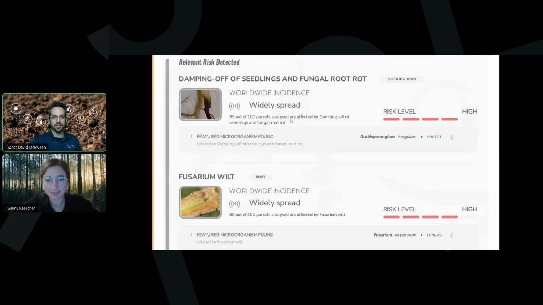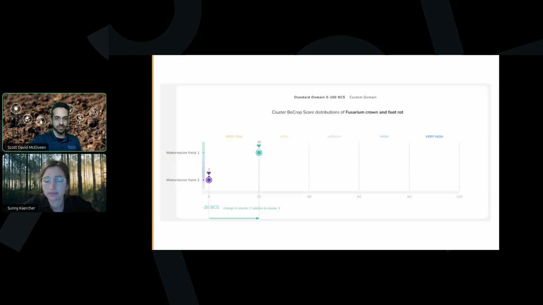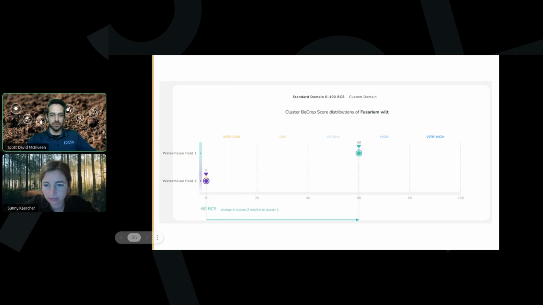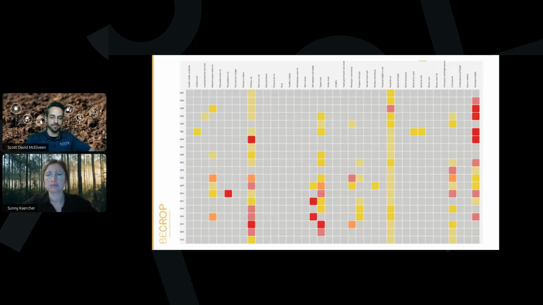Cool. One nice thing on the PDF report, it will actually tell you how frequently a disease is detected in a given crop. So for watermelon crops, we detect damping off in 99% of all watermelon samples to some level. Fusarium we detect in 80% of watermelon soil samples to some level. So it's very difficult to be completely free of these pathogens. This field number 2 with 0 is unusual, therefore. It's in the 20% of watermelon fields that do not have detectable Fusarium wilt in the sample.